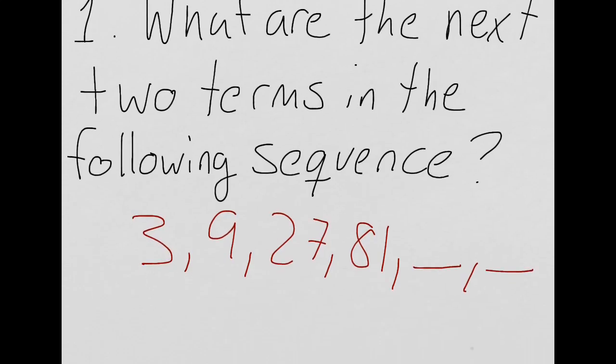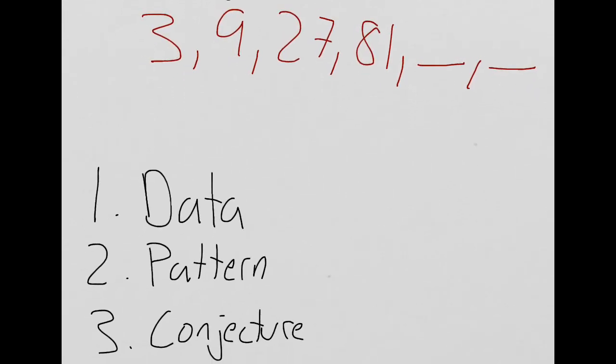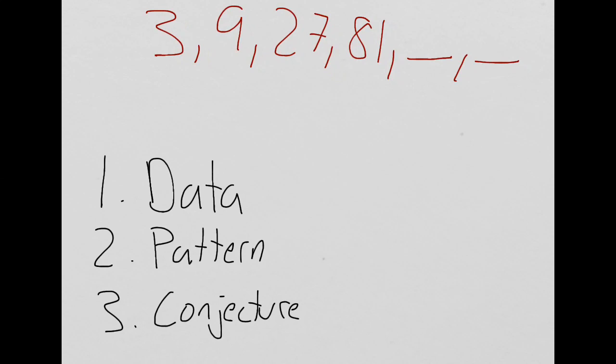Remember the strategy that we use to solve these, our inductive reasoning: we want to figure out what our data is, then search for a pattern, and after we've found our pattern, make a conjecture. So go ahead and pause the video now and work out what the next two numbers in this sequence would be using our 3 steps.